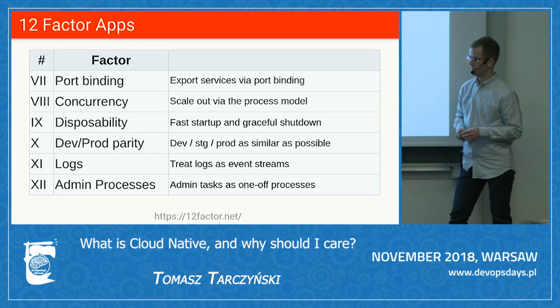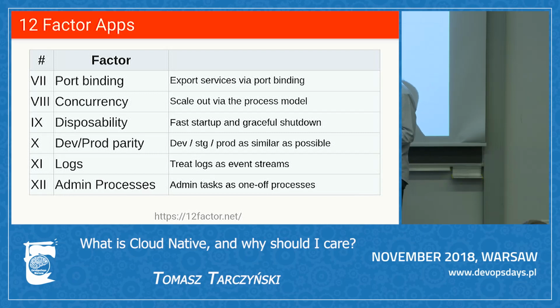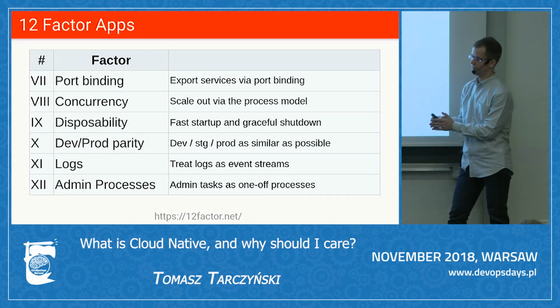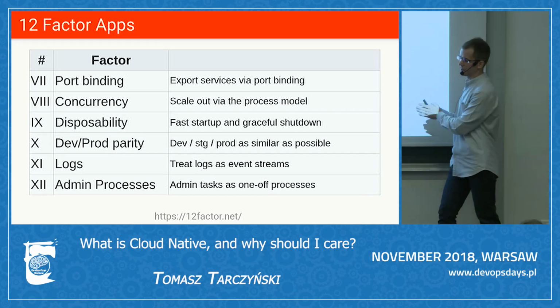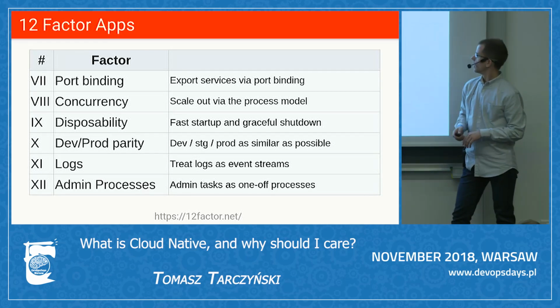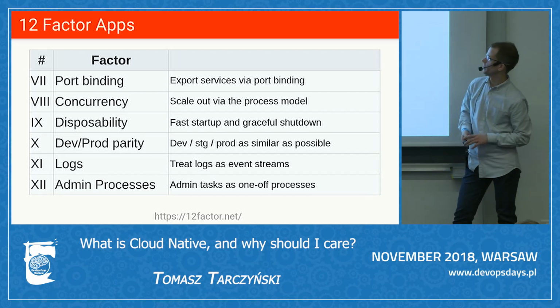Then concurrency. So it's again like you've got multiple instances of the process running on multiple machines, and they should share nothing between them. And the last one that I would mention, disposability.